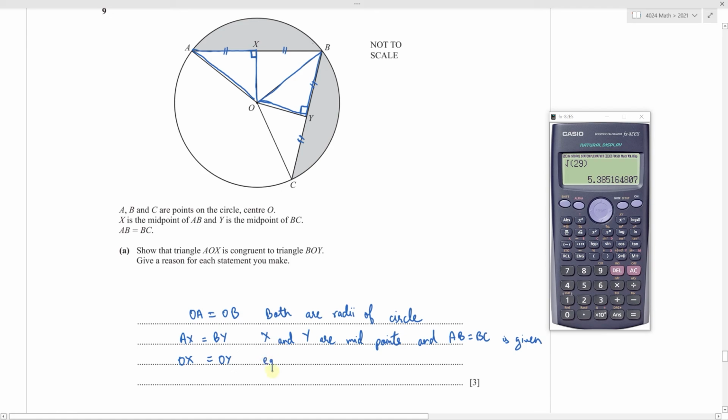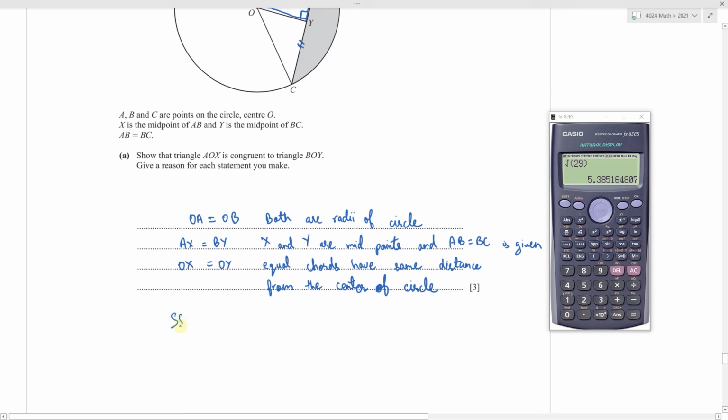You can say equal chords have the same distance from the center of the circle. So this is the SSS property. You don't have to write that, but since all three lengths are equal, that means the triangles are congruent.